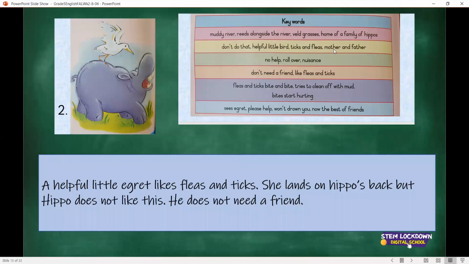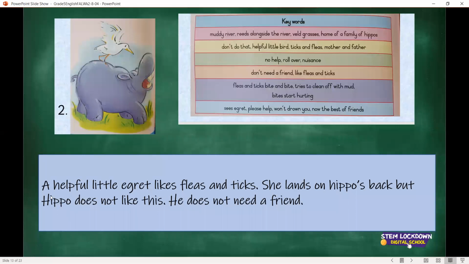However, further on in the story, it says mother and father. So there's no mother and father in this part of the story. So I'm not going to use those words. Then it says no help, roll over, nuisance. Okay, I don't see him rolling over in this image. Okay, don't need a friend, like fleas and ticks. So I think I could use that. I could use fleas and ticks with don't need a friend because he doesn't look happy.